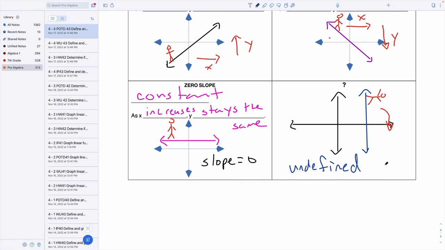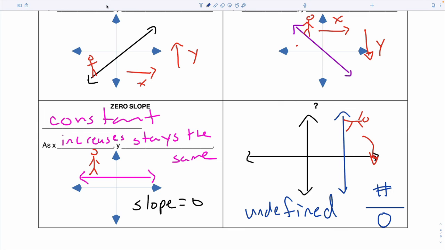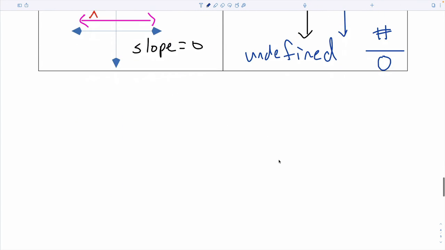Undefined because if you have your rise be some number, your run is going to be 0. Any number over 0, you cannot divide. So this is an undefined slope. He tries to stand on there. He falls. Unfortunately, he perishes. Or maybe he just falls into a lake and swims around. Sure. Or that, yeah.